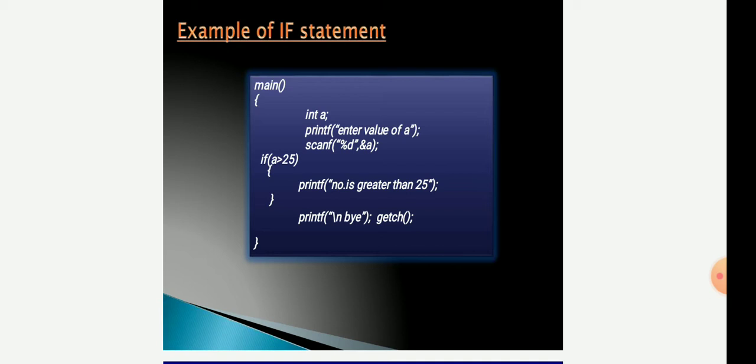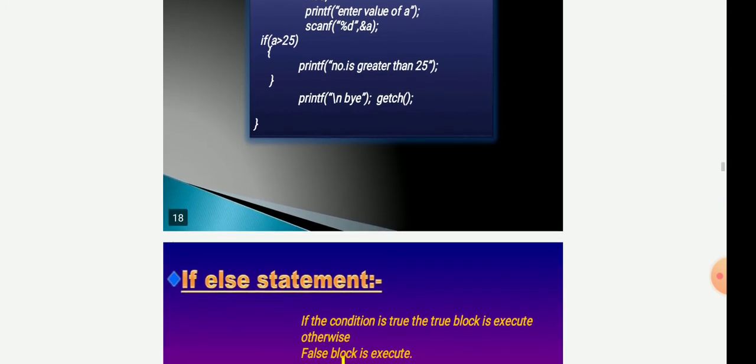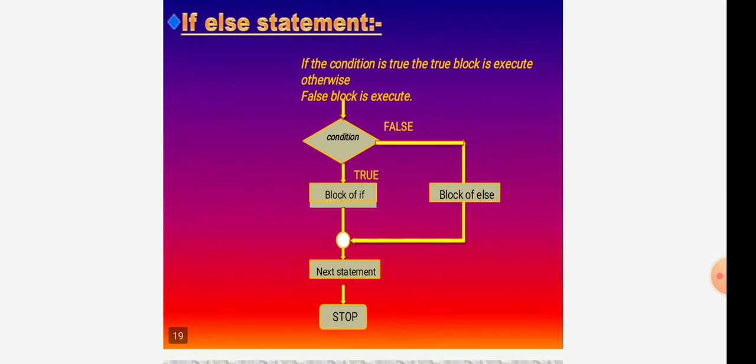Now we are covering the if else statement. So dear students, what is the if else statement? In the case of the if else statement, we have two blocks. One block is for the true part and another block is for the false part. So if our condition is true, then the block of the true part is executed. If the condition is false, then the block of the else part is executed. So this is our flow for the if else statement.